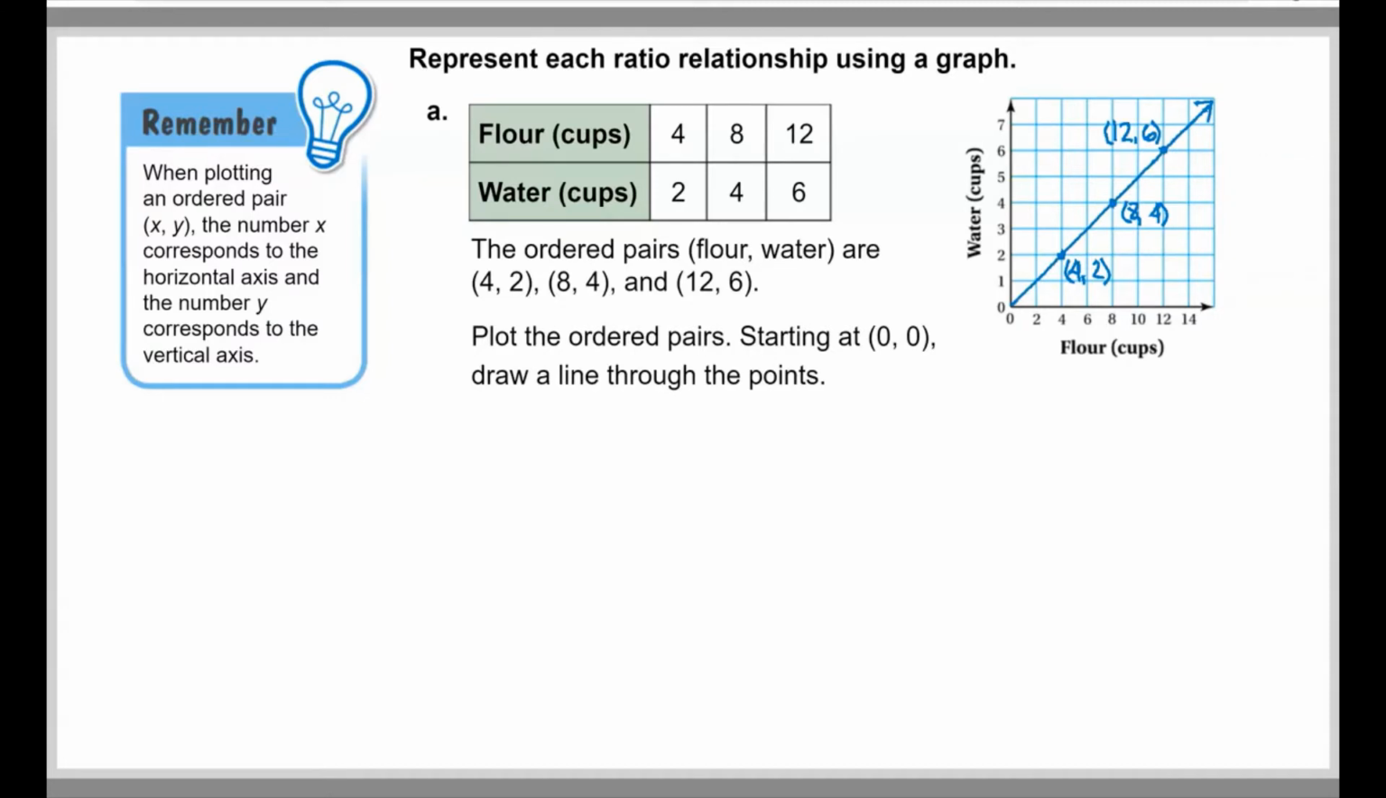Now you could also see that this graph and the line provides us with the ability to see more than just these 3 points that we have. So for example, I can see that if I have 2 cups of flour, then I would have 1 cup of water. Or if I had 14 cups of flour, you can see that I would have 7 cups of water.